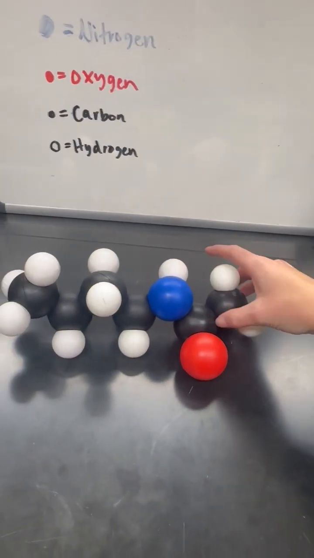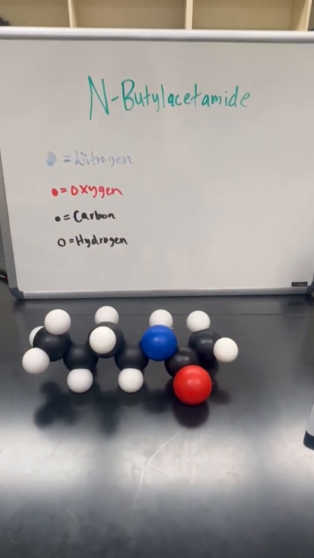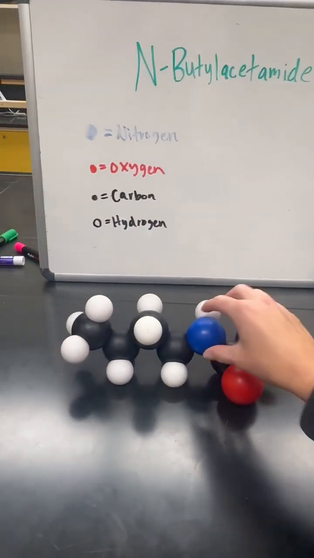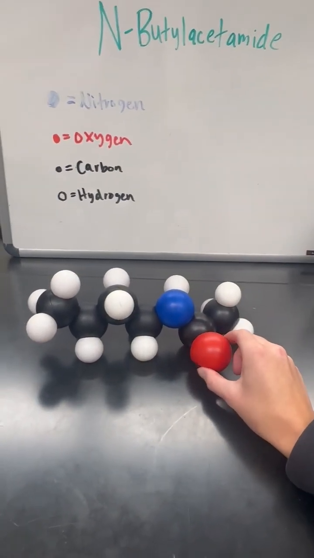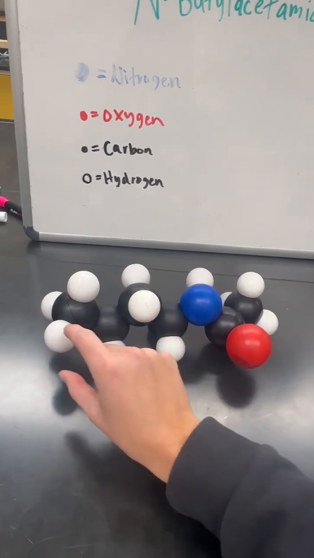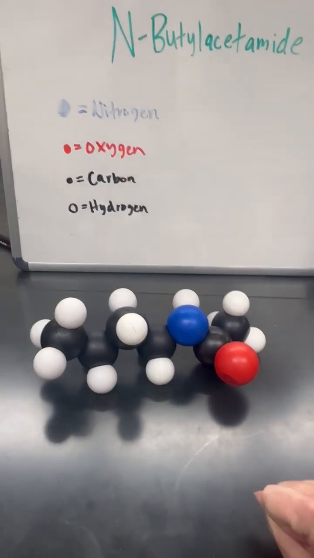this molecule. So here we have n-butylacetamide, and here is our nitrogen, here is our double bonded oxygen, as well as our carbons that have our 13 attached hydrogens.